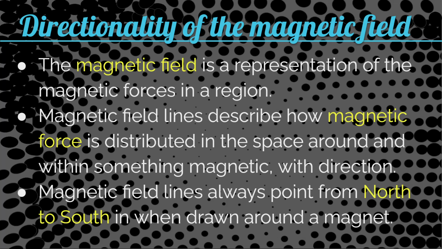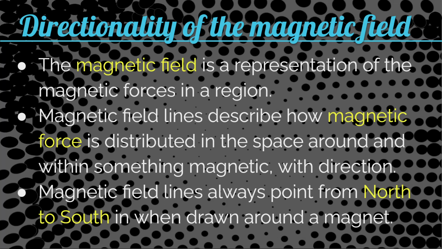So now we're going to talk about the magnetic field that is produced by these magnetic objects, because if you do have a magnet, that magnet will exert forces on other magnetic objects in its vicinity, and we can represent those forces with field lines. So the magnetic field is a representation of magnetic forces in a region. Magnetic field lines describe how magnetic force is distributed in the space around and within something magnetic, with direction.